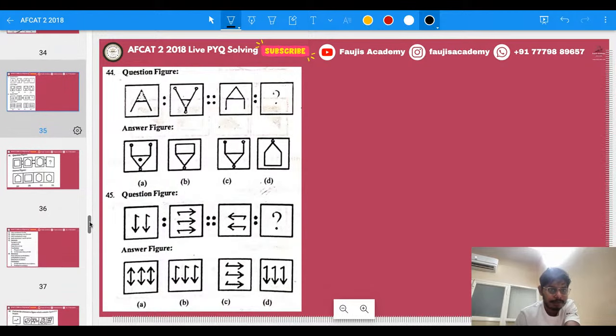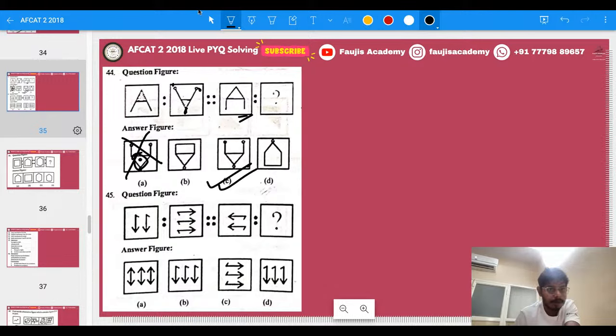All right. Let's move. 44, inverted A. There are like three dots coming into the picture. So we'll have this inverted A of this particular figure, and then we'll have three. We don't need a dot in between, right?